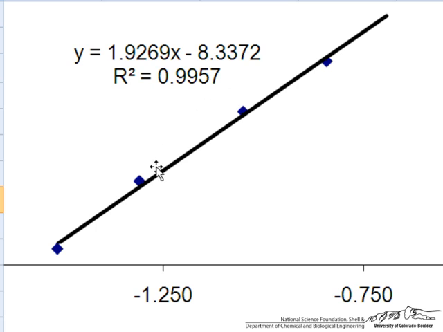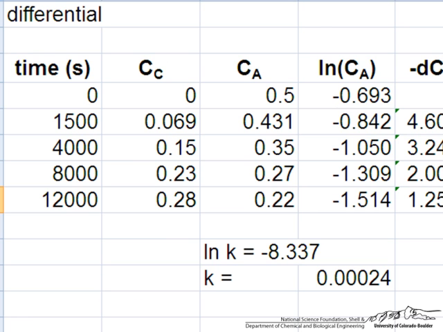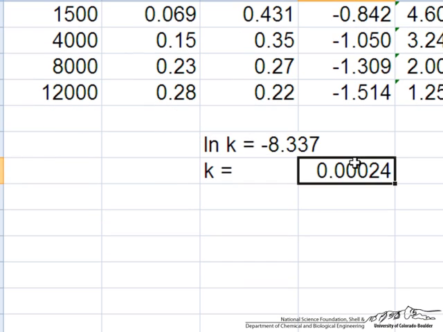That's actually a consequence of the fact that we are using a very crude estimate to our derivatives. But if we fit a straight line to that, we get a slope of 1.93, and so that is equal to our gamma value, and we get an intercept of negative 8.33, and that's equal to the log of k. And so therefore, if the log of k is equal to negative 8.337, then k, we just take the exponential of that number and get a value of 0.0024. And that's in the units we've measured in terms of time and concentration.